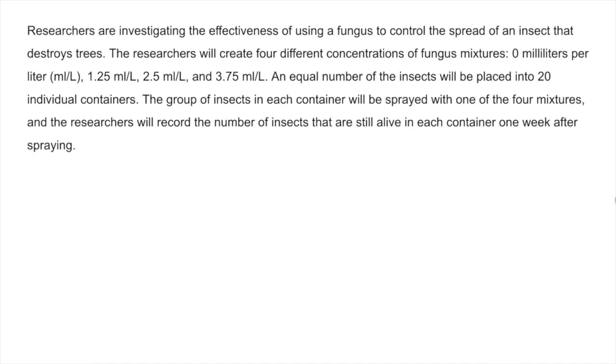This is the question. Researchers are investigating the effectiveness of using a fungus to control the spread of an insect that destroys trees. The researchers will create 4 different concentrations of fungus mixtures: 0 milliliters per liter, 1.25 milliliters per liter, 2.5 milliliters per liter, and 3.75 milliliters per liter. An equal number of the insects will be placed into 20 individual containers. The group of insects in each container will be sprayed with one of the 4 mixtures, and the researchers will record the number of insects that are still alive in each container 1 week after spraying.